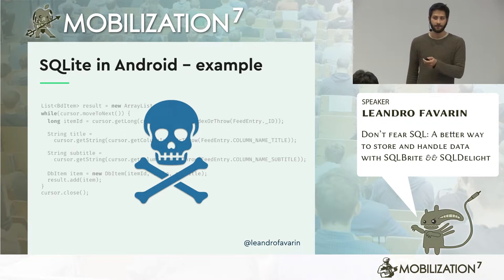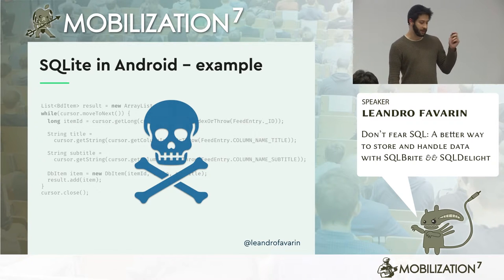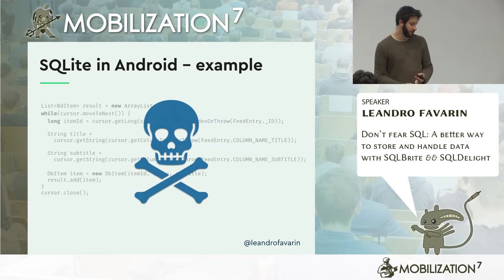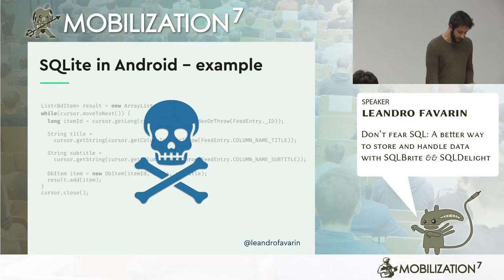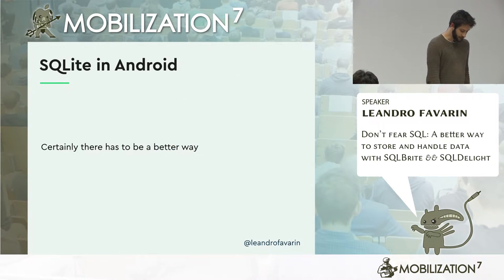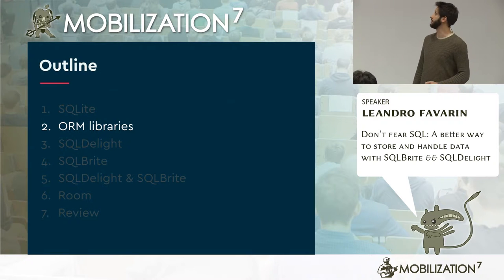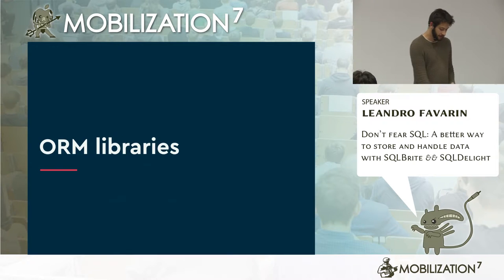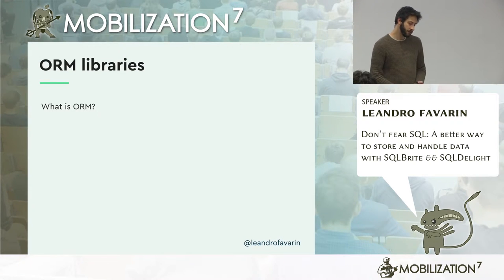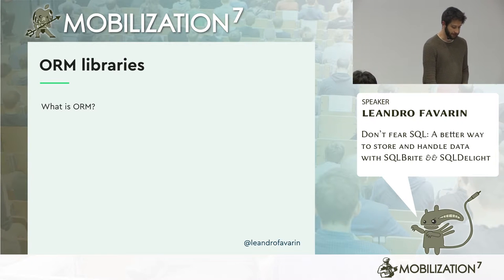And that's why there are so many alternatives out there that have been trying to solve this. We're going to talk about SQLBrite and SQLDelight, which tried to solve this. All the object-relational mappers try to solve this in a way. And so yeah, there certainly has to be a better way. So let's talk now about object-relational mappers and try to understand what an object-relational mapper is.